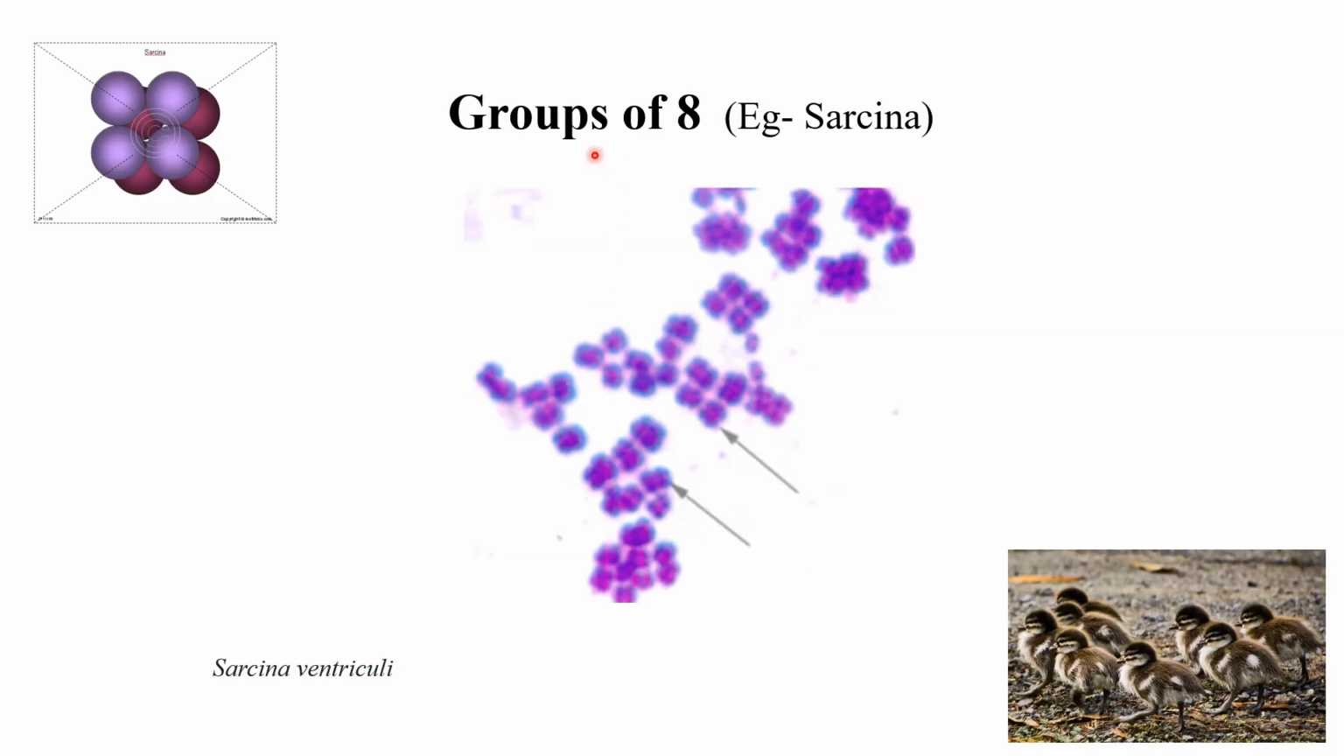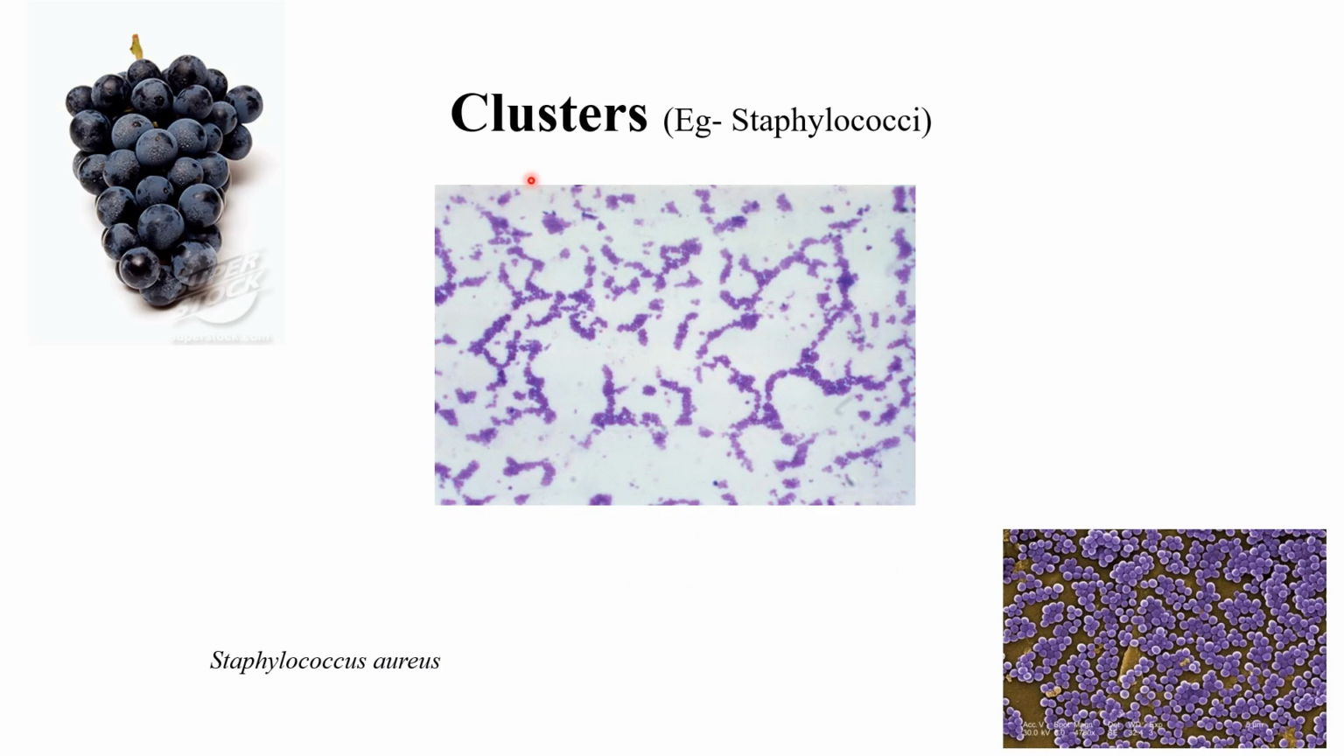Group of 8 is also called sarcina. Here you can see the picture of Sarcina ventriculi, the cocci arranged in groups of 8. Cluster. The cocci arranged in clusters are staphylococci. The staphylococci are arranged in clusters or a grape-like arrangement. You can see this in the morphology of Staphylococcus aureus.